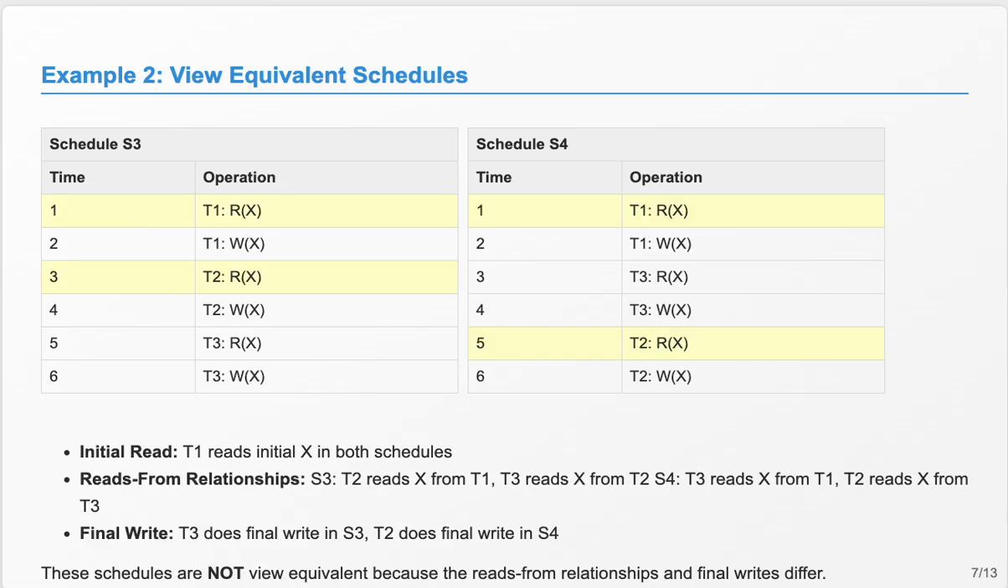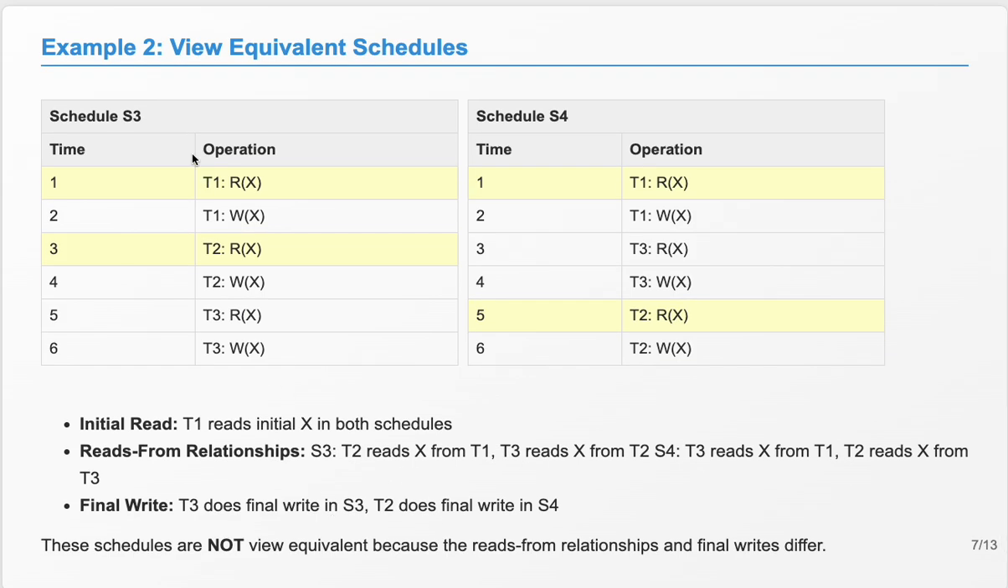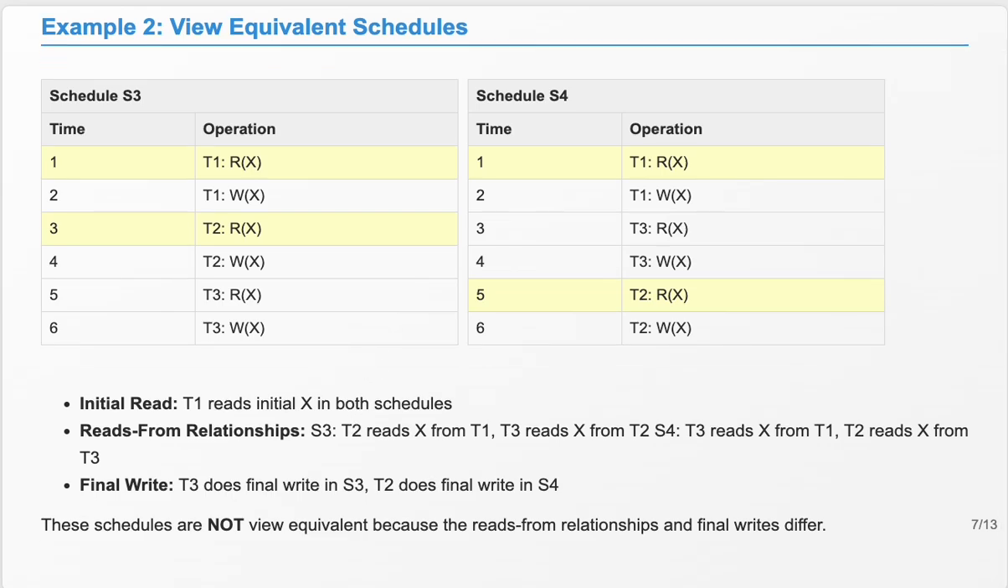Here's another example comparing two schedules S3 and S4. In S3, we have T1 reading and writing X, and then T2 reading and writing X, followed by T3 reading and writing X. In S4, we have T1 reading and writing X, and then T3 reading and writing X, followed by T2 reading and writing X. For data item X in both schedules, T1 reads the initial value of X. However, the reads-from relationships are different.